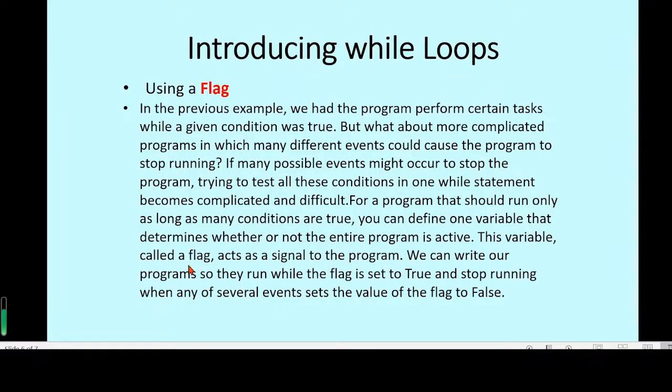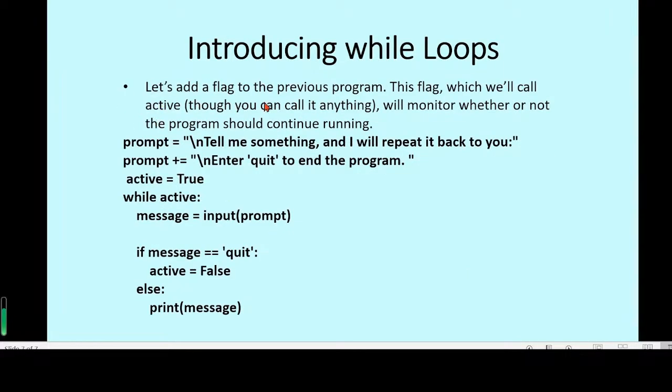This variable, called a flag, acts as a signal to the program. So we can write our program so it runs while the flag is set to true, and stops running when any of several events sets the value of the flag to false. So let's add a flag to the previous program. This flag, which we will call active, and you can call it anything, will monitor whether or not the program should continue running. So we create the prompt message.